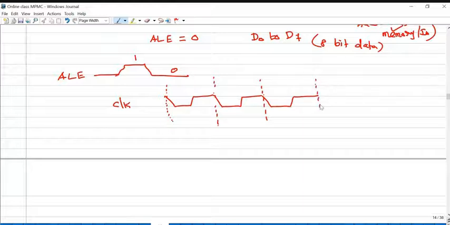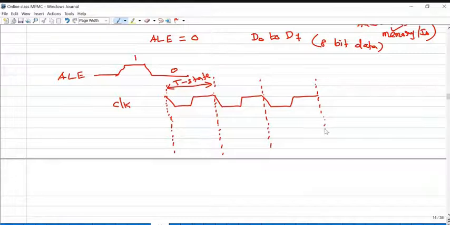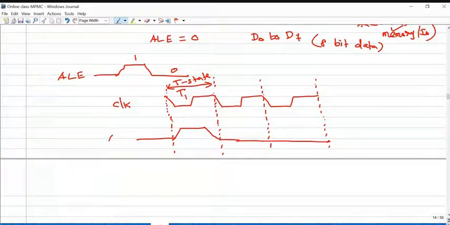Okay. This is called 1 T state. During the very first T state of each and every machine cycle, whether it is an opcode fetch machine cycle, a memory read machine cycle, or a memory write machine cycle, during this T1 state your ALE must be high.